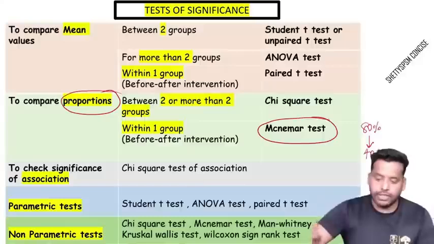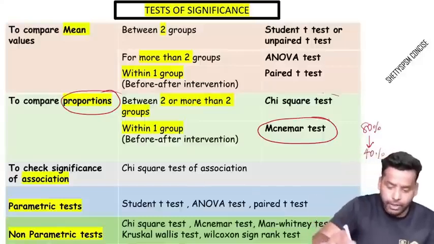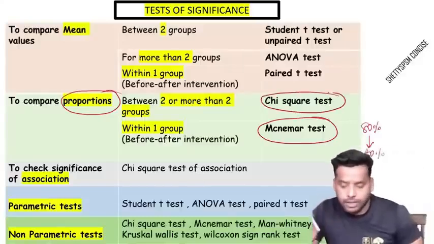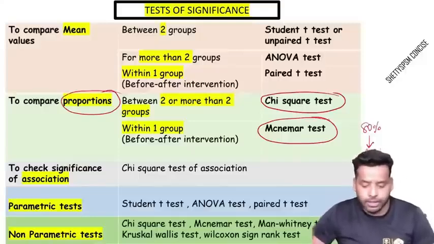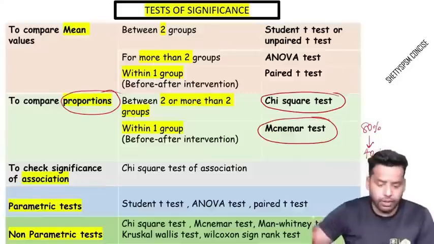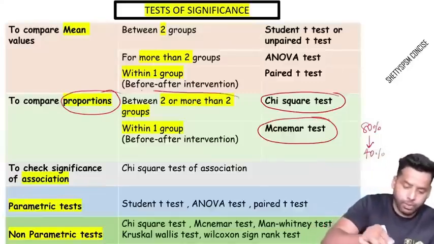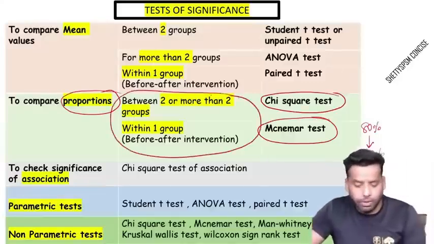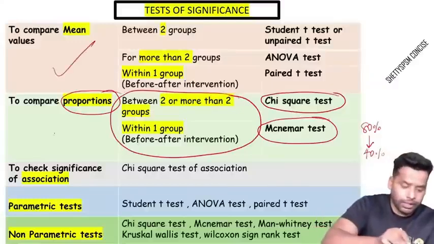Say the mnemonic. Chief Minister. C for chi-square test, M for McNemar test. Chief Minister. SPA for means, Chief Minister for proportions. Depending on the number of groups, you have to apply the flowchart in the exam.